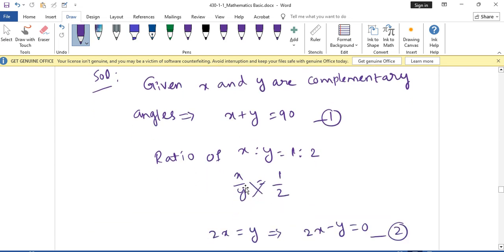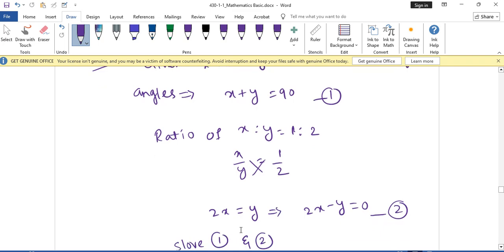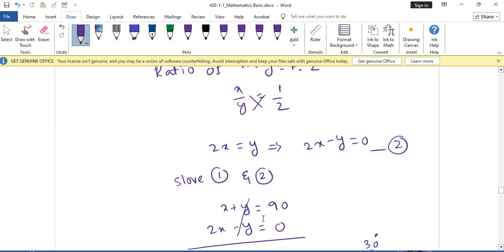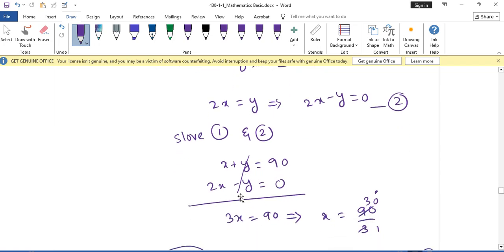So we can write x by y is equal to 1 by 2. Do the cross multiplication: 2 into x is 2x is equal to y. Here again 2x minus y is equal to 0. This is the second equation. If you solve 1 and 2, x plus y is equal to 90, 2x minus y is equal to 0.